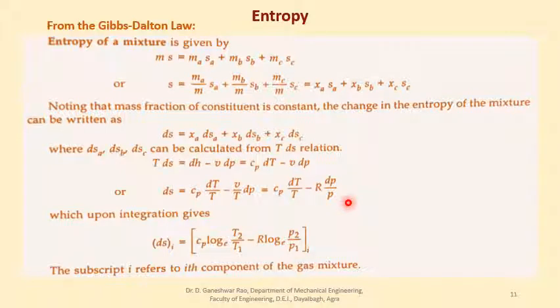Now if you integrate it from state 1 to state 2, that gives you s2 minus s1 is equal to Cp ln T2 upon T1 minus R ln P2 upon P1. For the ith component, this can be written in generalized form like this, right? I hope it is clear.